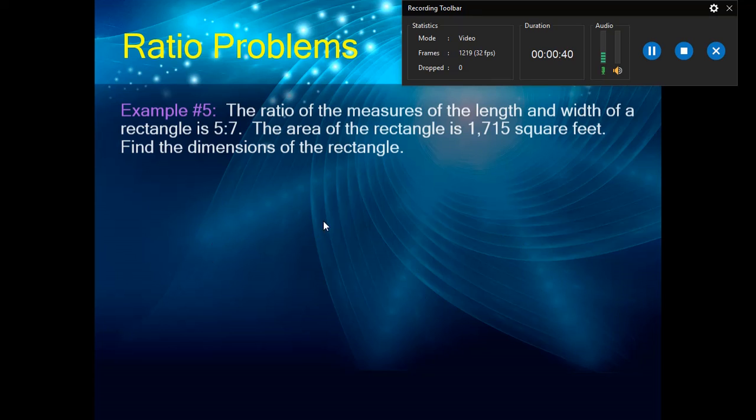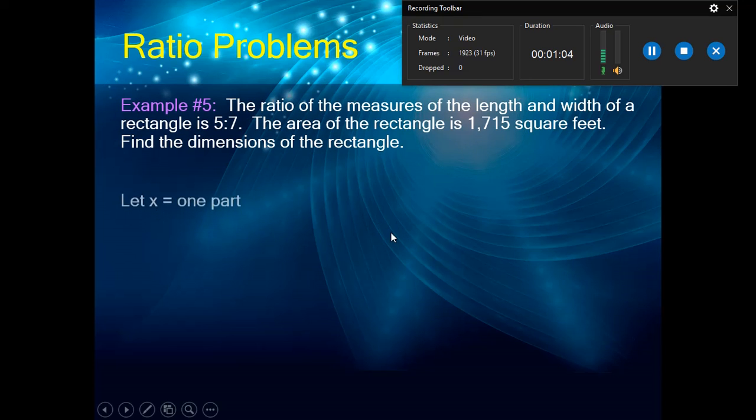So for number 5, it says the ratio of the measure of the length and width of a rectangle is 5 to 7. When they talk about ratio, whatever's mentioned first, 5, pertains to the dimension they mentioned first, which is length. The second dimension, 7, goes with width. It was mentioned second, so we want to maintain that order.